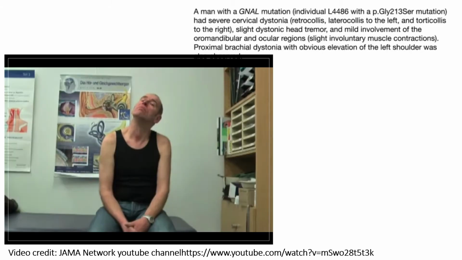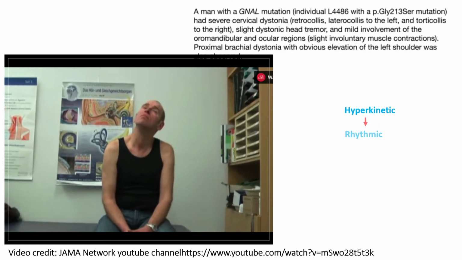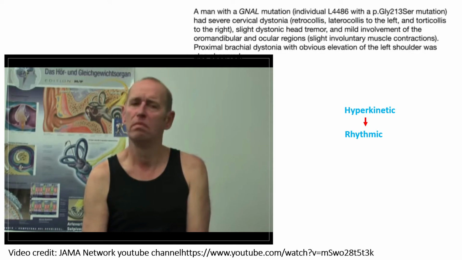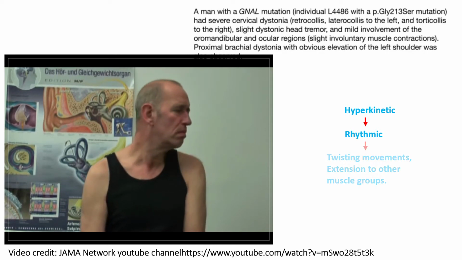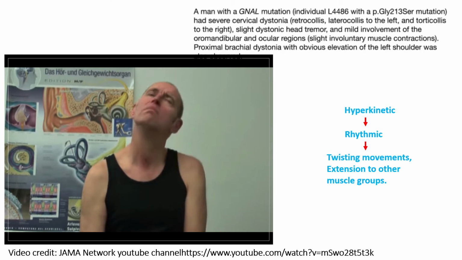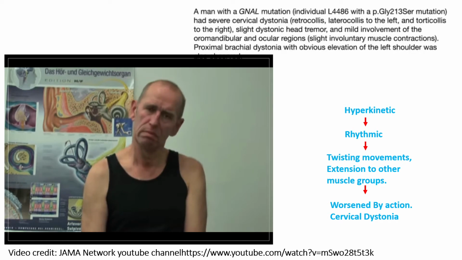So what can you see? I can see that the movement is hyperkinetic. Yes, it is hyperkinetic. It has a certain rhythm associated with it. It is getting repeated. They are twisting movements. The movement is getting extended to other muscle groups also, and is also worsened by action. So this is nothing but a cervical dystonia.